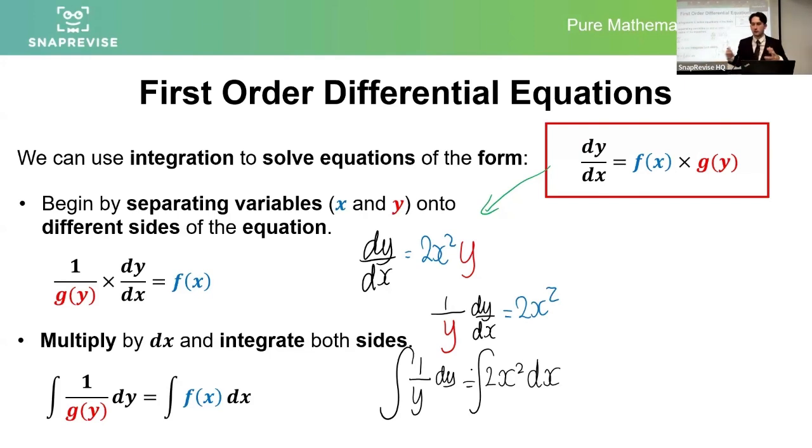So 1 over y with respect to y, what does 1 over something integrate to? This would be ln y. And on this side, 2x squared, you're confident in integrating that. That'd be 2/3 x cubed. And then we're going to put plus c.